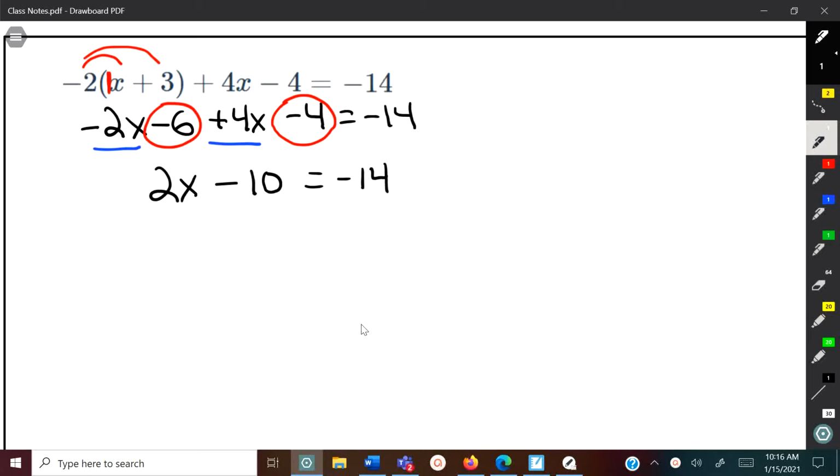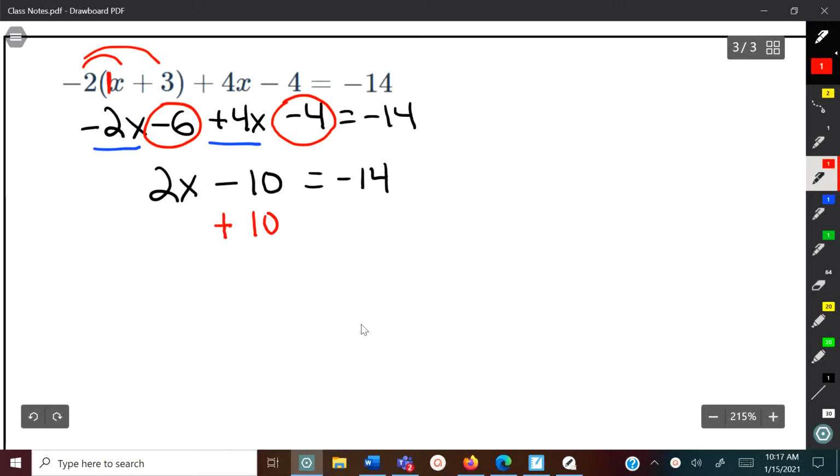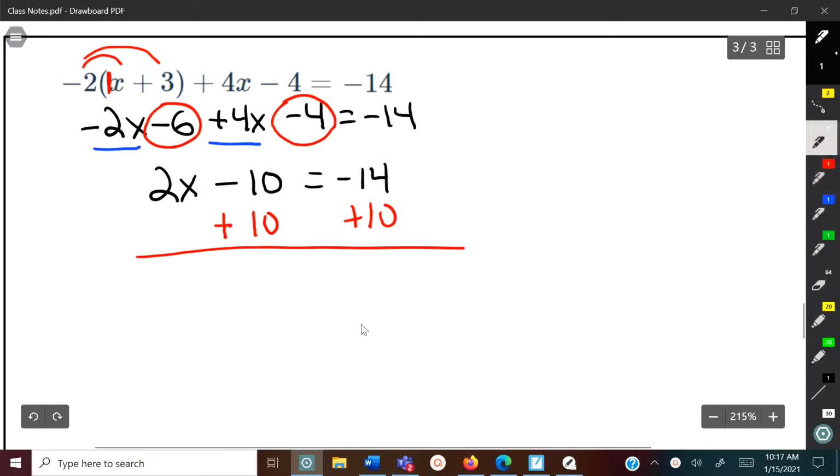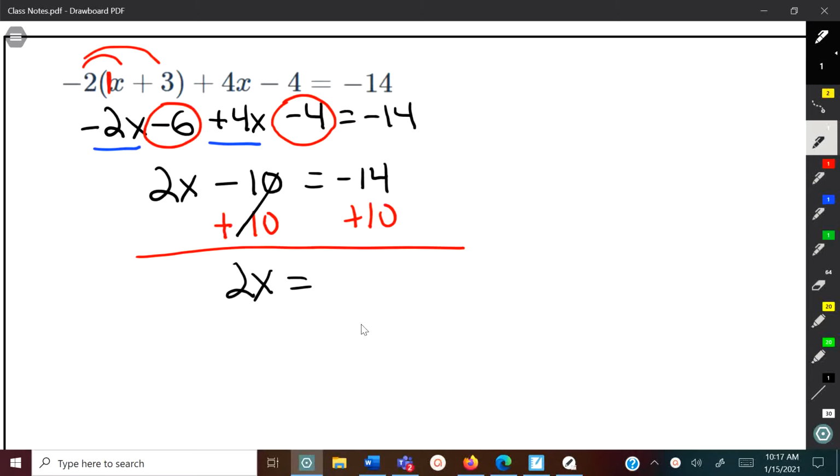Alright, now finally we have it in the two-step equation process here. And what we're going to do is isolate the variable term 2x by adding 10 on both sides. The 10's cancel out. I bring down the 2x is equal to negative 14 plus 10. Different signs, find the difference. 14 minus 10 is 4. The 14 is the bigger absolute value, so I make it negative 4.